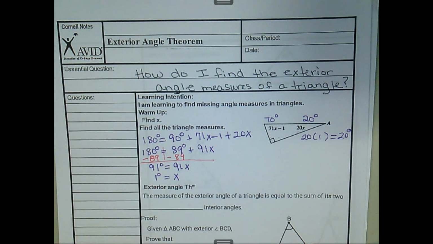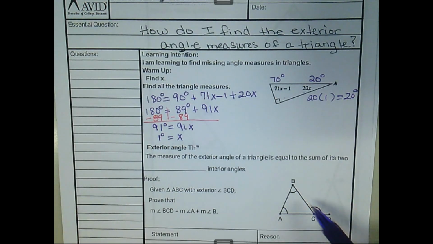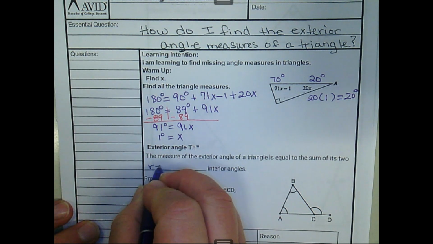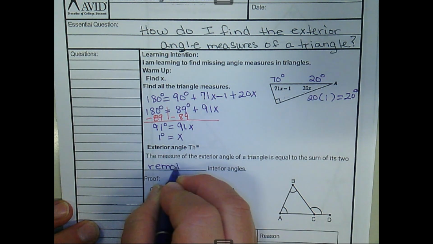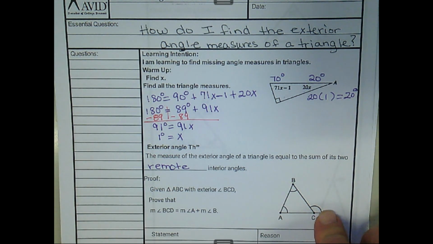And that takes us to our theorem. The measure of the exterior angle of a triangle is equal to the sum of its two remote interior angles. Here's your exterior angle. These are the two that we are talking about. They're called the remote interior angles. So A plus B will give you the measure of this angle.